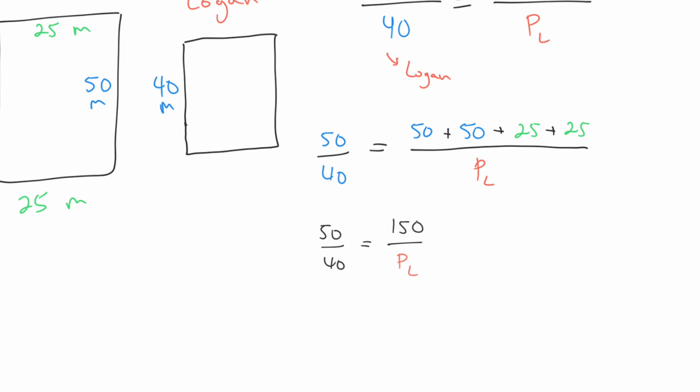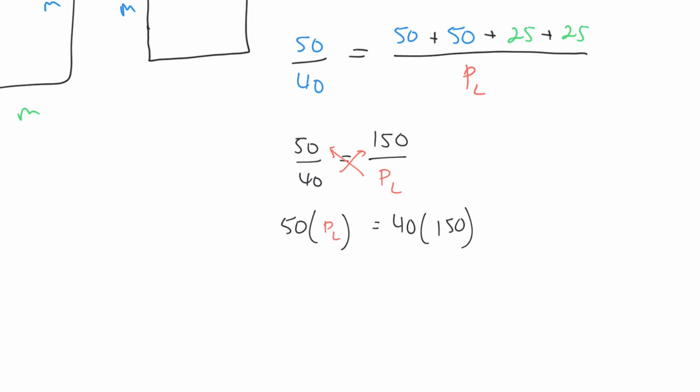Now we can go ahead and cross multiply. And so on the left side of the equation, I have 50 times the perimeter of Logan's pool is equal to 40 times 150 on the right side of the equation. All right, so 50 times the perimeter of Logan's pool is equal to 6,000.